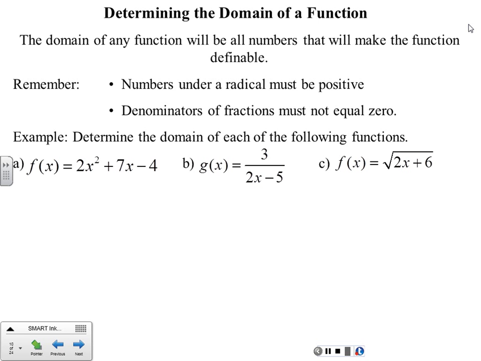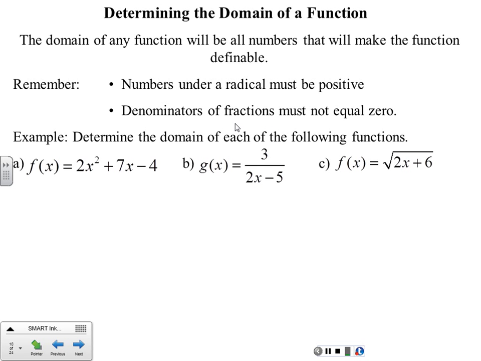So this is what I need you to be thinking. As far as your domain is concerned, when I ask you to find the domain of the function, I'm asking you what x values can you plug into the function and that function still be definable. Okay? So, a couple of things that you need to remember. We just talked about it. Numbers underneath the radical must be positive. You can't take the square root of a negative number and stay in the real numbers. We have to go into imaginary. And the denominators of fractions must not equal 0.